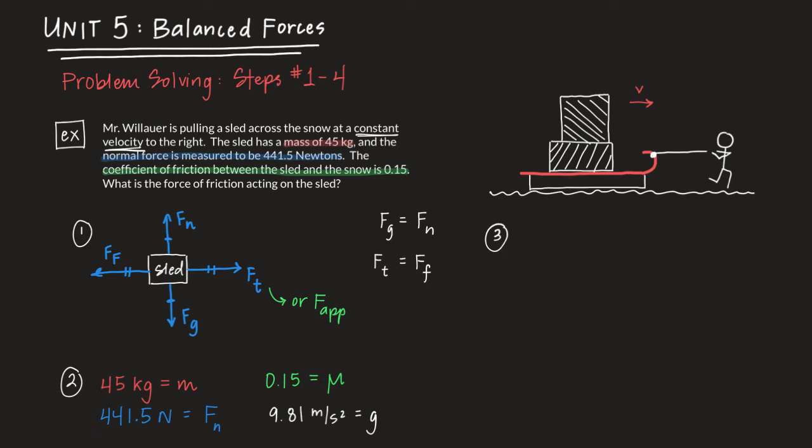So step 3, what is our unknown? What are we looking for? The question says, what is the force of friction acting on the sled? So what's the force of friction? That's our unknown, that's our question mark.